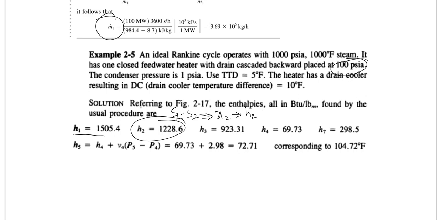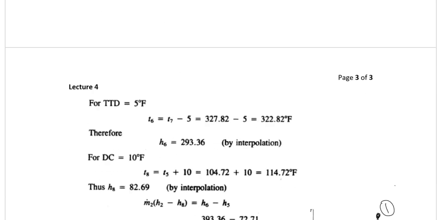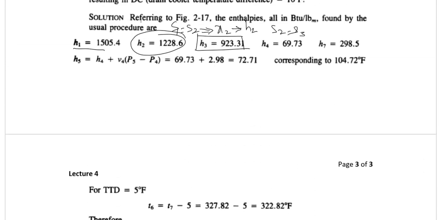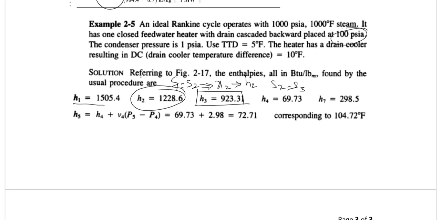Moving to state 3, a similar case would be there. S2 would be equal to S3, which is also equal to S1 as well. That would give us x3, which will give us h3. So that is okay. H4 is already there, as we said, h7 is already there.